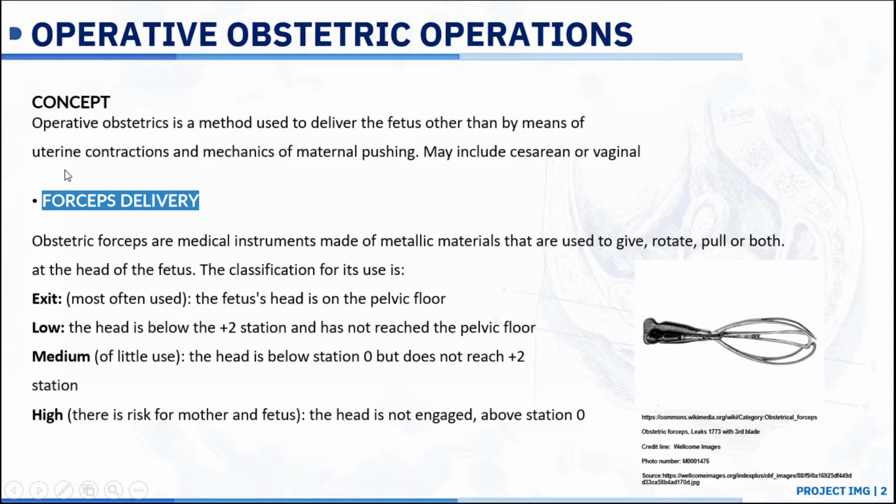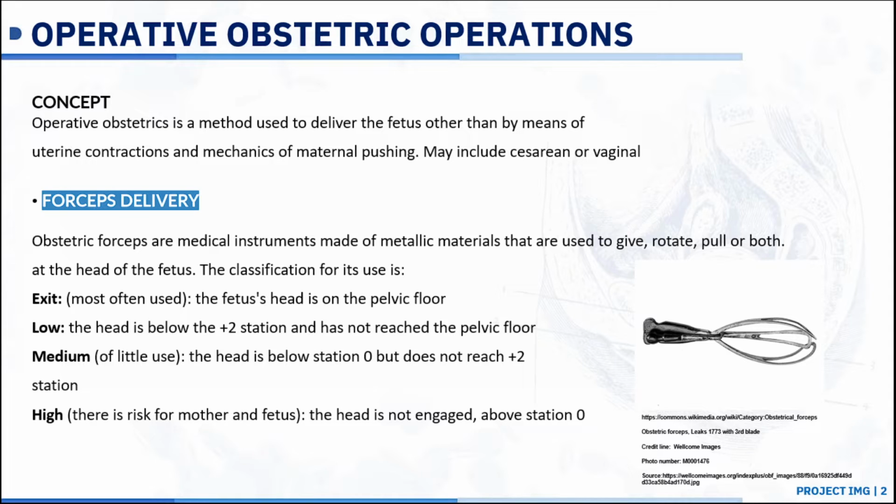The next topic is obstetric forceps. They are medical instruments made of metallic materials that are used to grasp, rotate, pull, or both, the head of the fetus. The classification for their use is outlet, low, medium, and high. Outlet is most often used. The fetal head is on the pelvic floor.